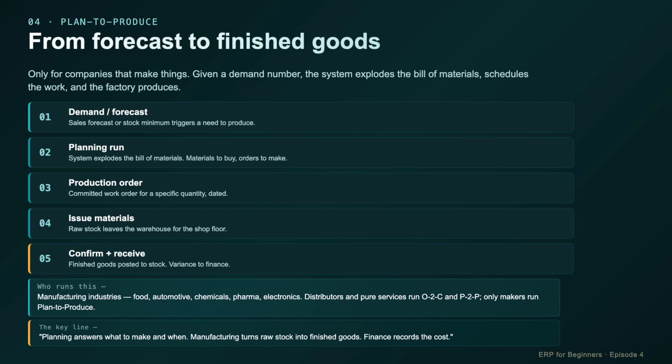Demand triggers it. A sales forecast or a stock minimum. The planning engine explodes a bill of materials, figures out what to buy and what to make. A production order commits the plan. Materials are issued, the shop floor confirms the work, and finished goods come out the other side.